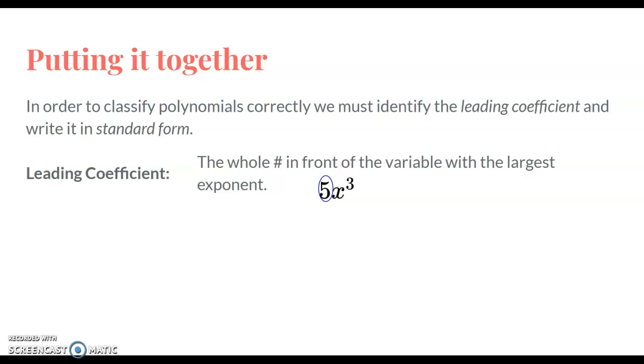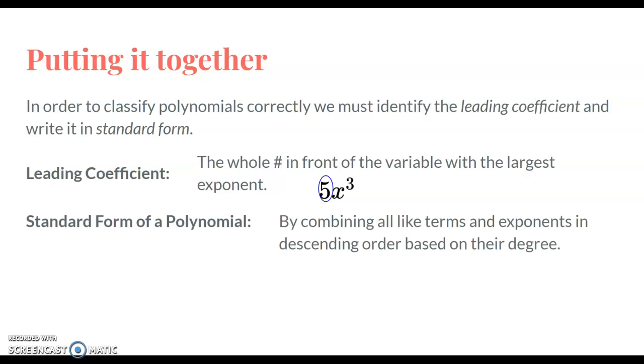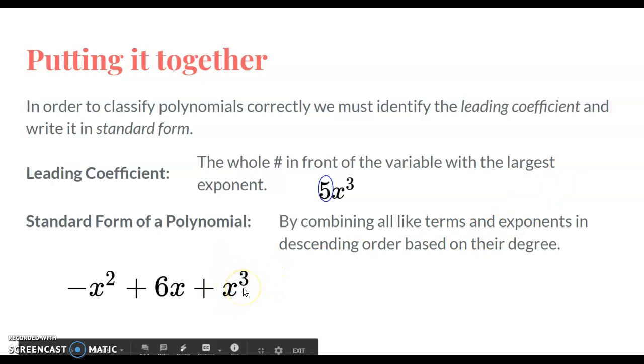So if that's not confusing, it'll get better. And then we also have to put them into standard form, by combining all like terms and writing exponents in descending order based on their degree. So if we have an equation that looks like this, we need to rearrange it so that the x to the third, because that is the highest degree, is in front.